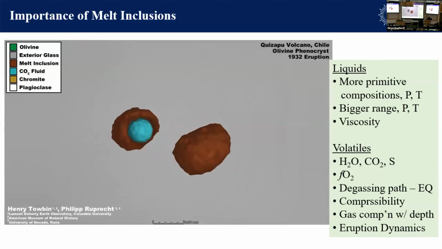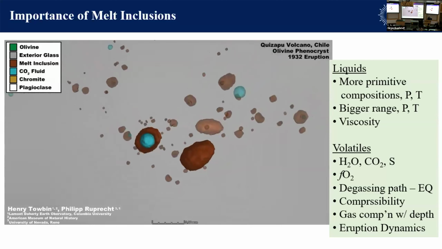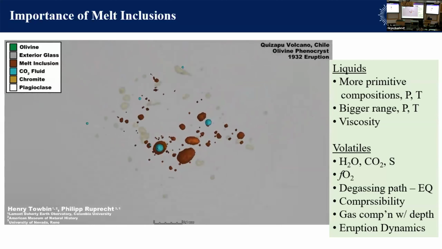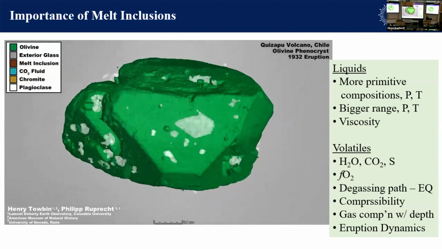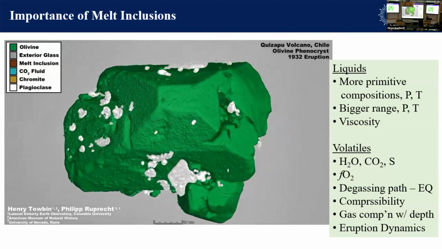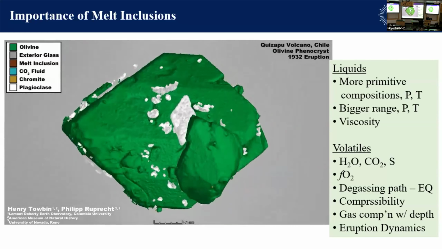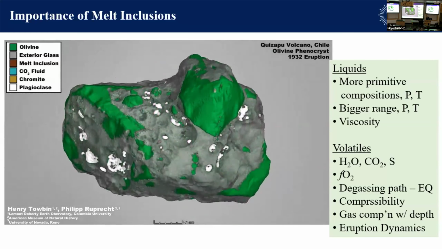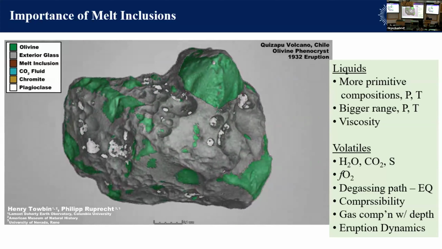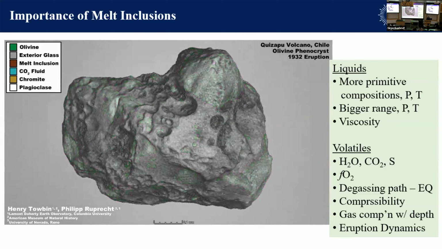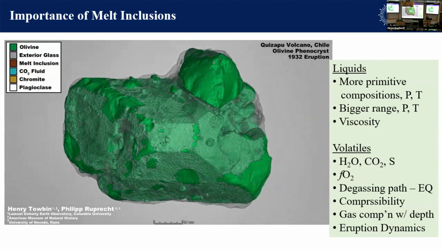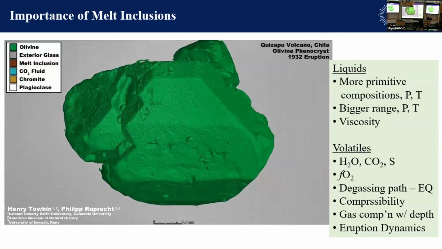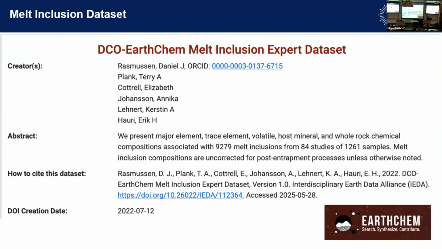But they're liquids. They vary in composition, sometimes more than the bulk rocks. We can use them to understand pressure and temperature and viscosity, important things for how volcanoes erupt. They also, of course, preserve the volatiles because they're kept under pressure. And so they're the main ways we know water, CO2, sulfur, the degassing path, compressibility if you're trying to model deformation, or the gas composition if you're trying to model gas, or the eruption dynamics. So, all right, just melt inclusions. That's why so many of us are so excited about them.